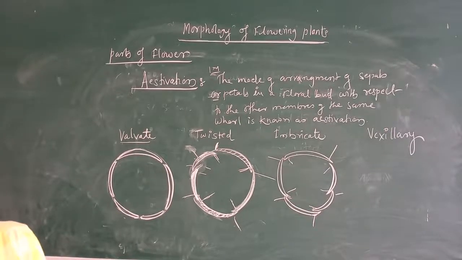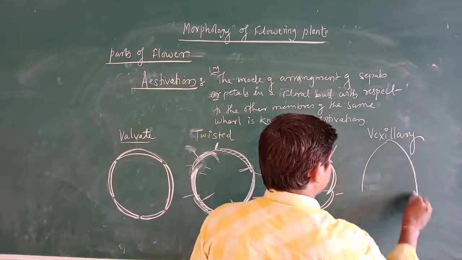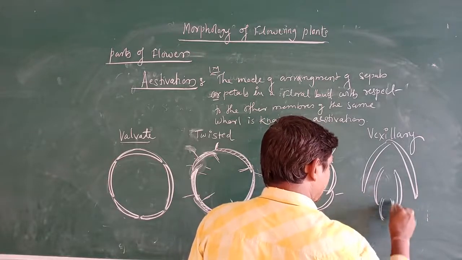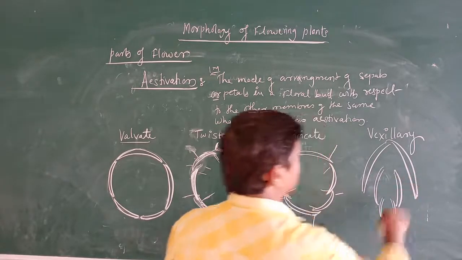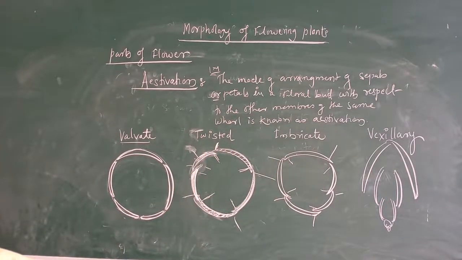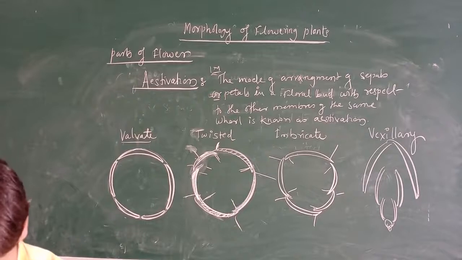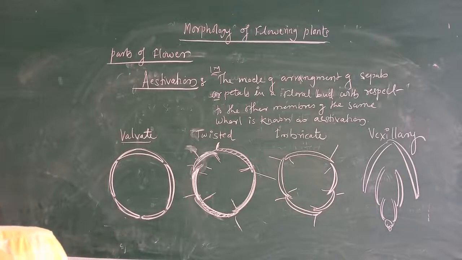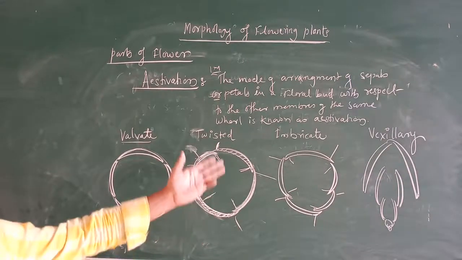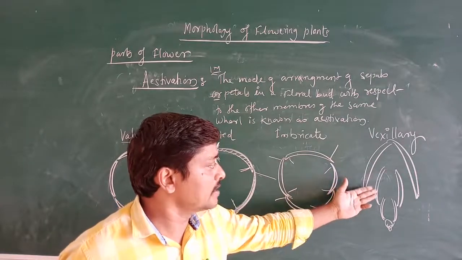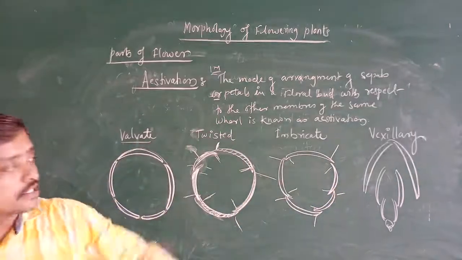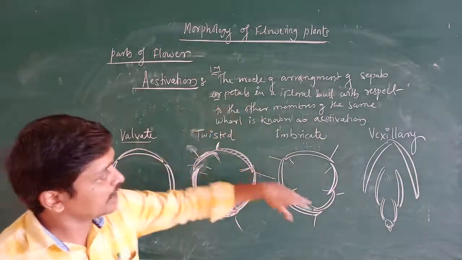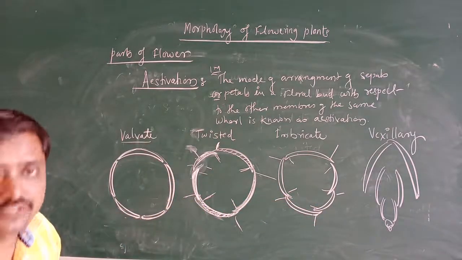And the last one is vexillary aestivation. In vexillary aestivation, one larger petal overlaps the next ones, which in turn overlap the two smallest anterior petals. This type of aestivation we are going to call vexillary aestivation. In vexillary aestivation, there are 5 petals. The largest petal overlaps the next 2 petals. The next 2 petals overlap the smallest petals. Such an arrangement of sepals or petals is called vexillary aestivation.